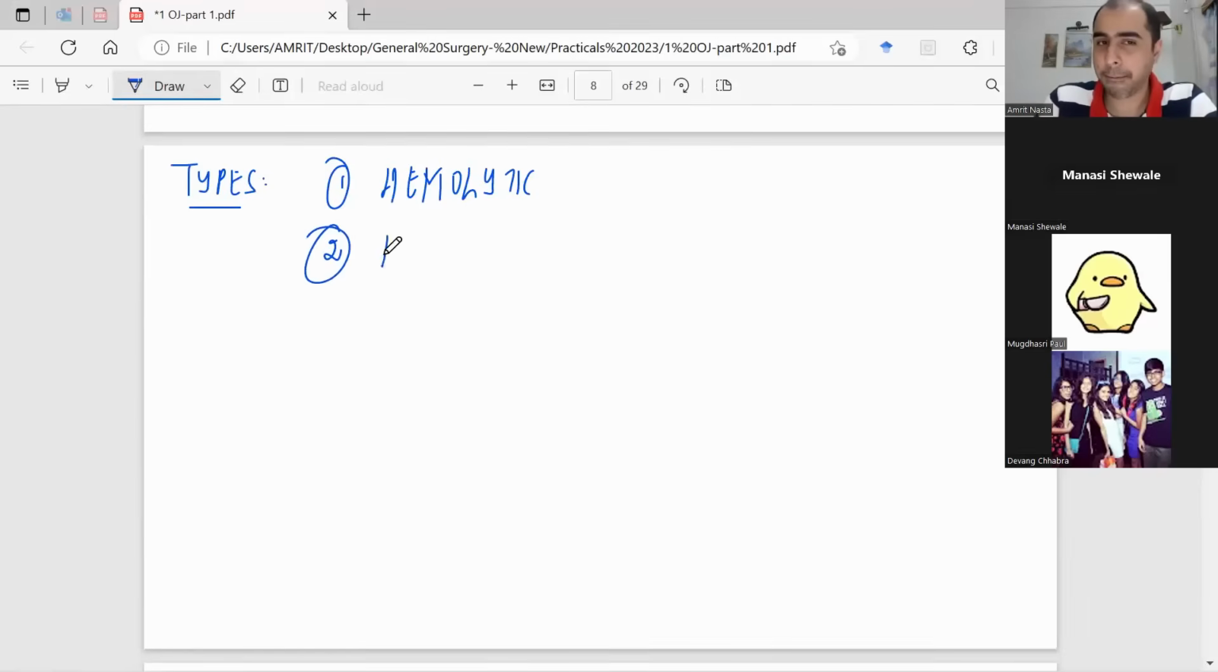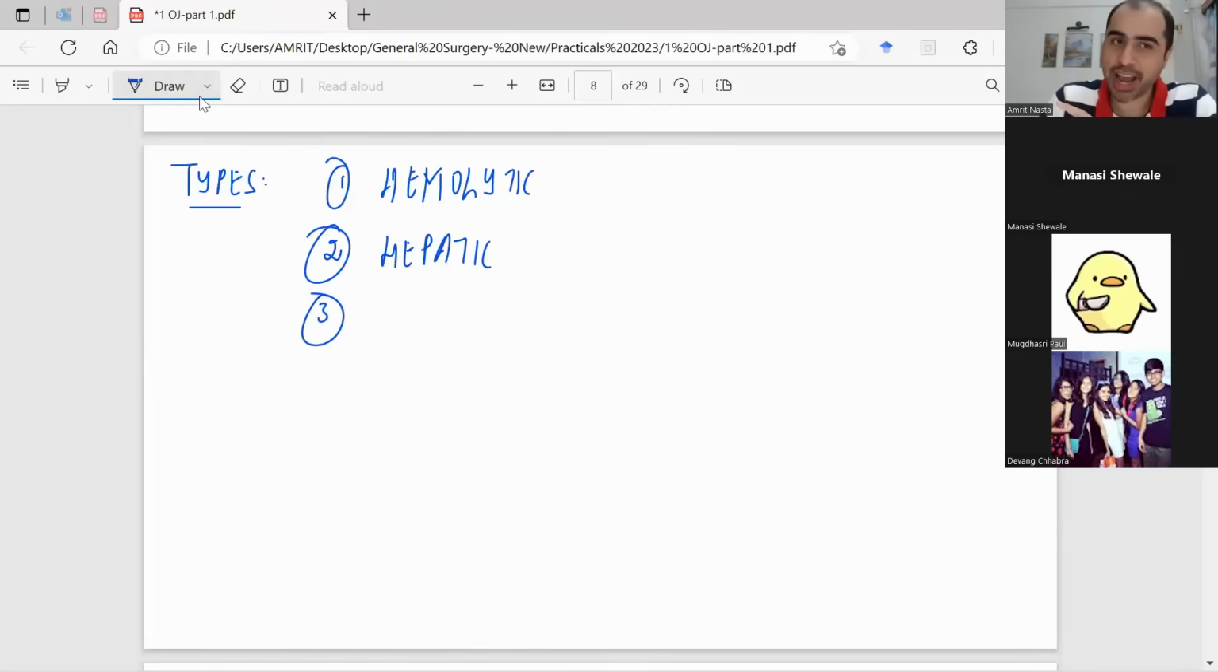Sir, hepatic jaundice, like in infectious causes of Hep B, Hep C. Like hepatitis, viral hepatitis. That is going to be hepatic jaundice. Or if he has full-blown cirrhosis, uncompensated cirrhosis of liver, he will get hepatic jaundice. Third one? Obstructive, that is post-hepatic.